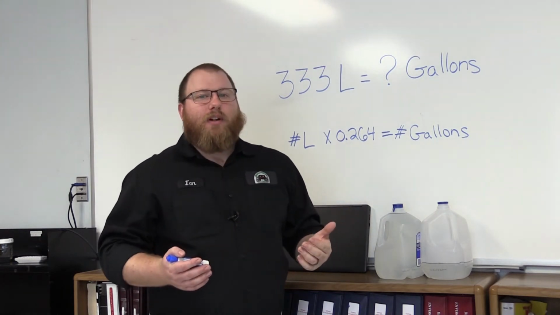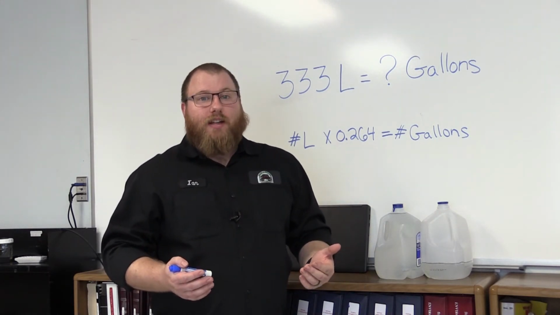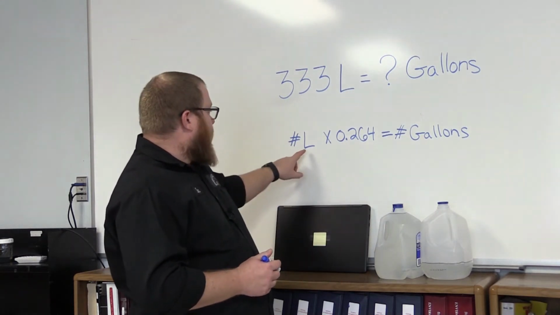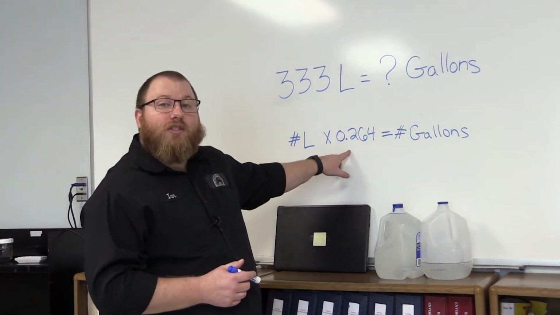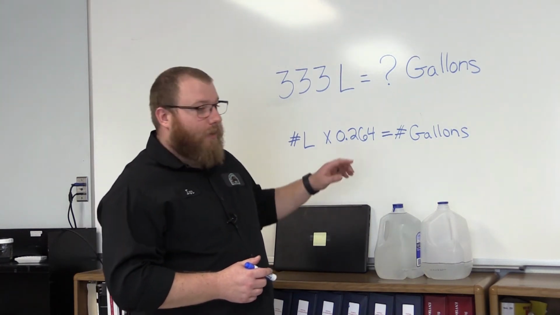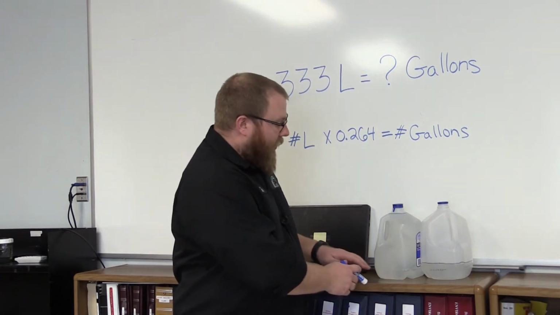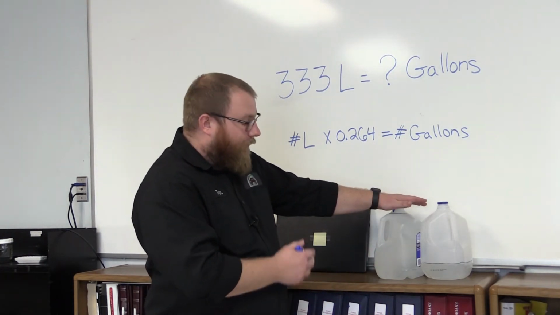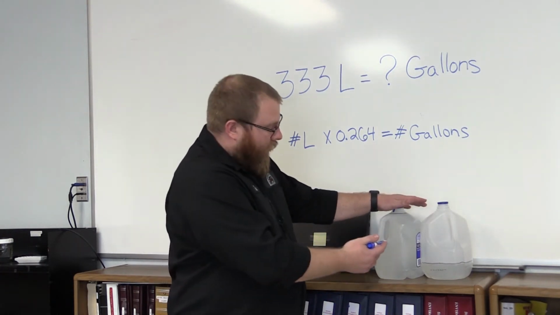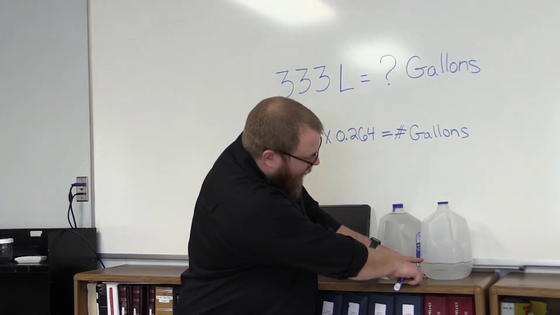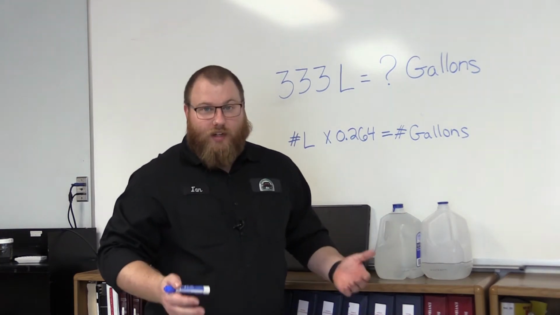Well, we can figure that out by doing a conversion and taking something we know. And that is that 1 liter is 0.264 gallons. And we can represent that right here with this water. On the left, we have a full gallon of water. And on the right, you can tell by this line that that is 1 liter, which is 0.264 gallons.